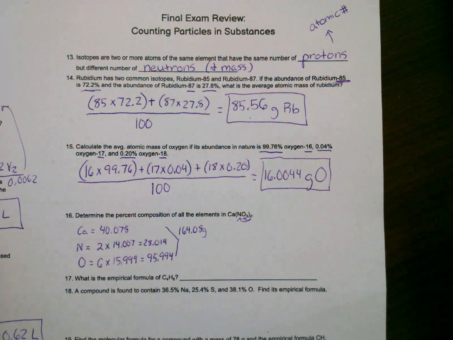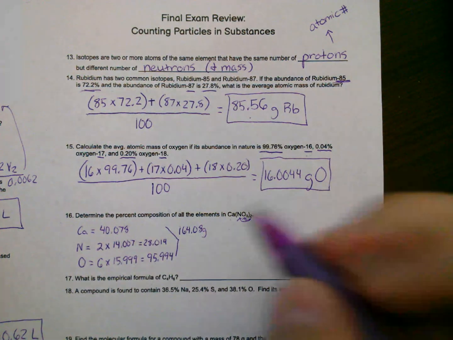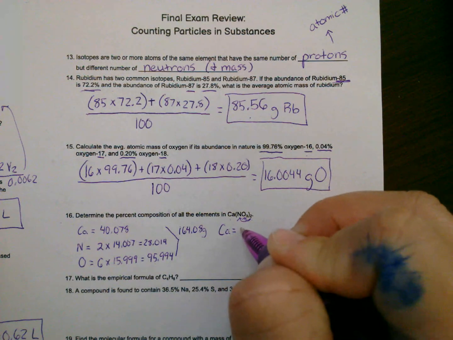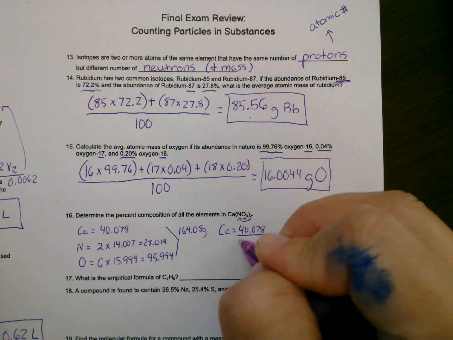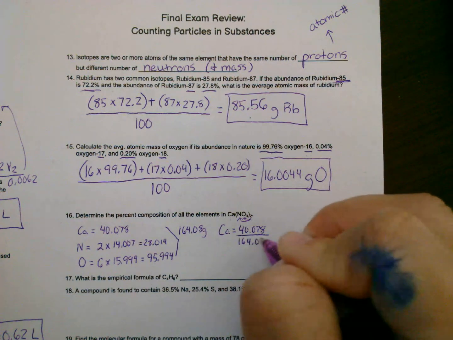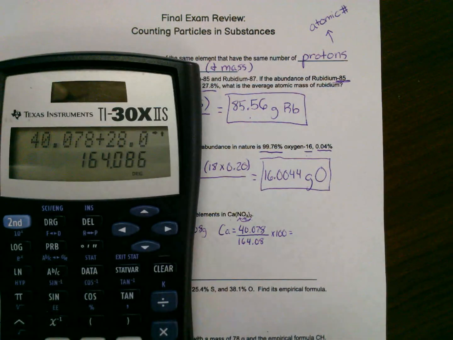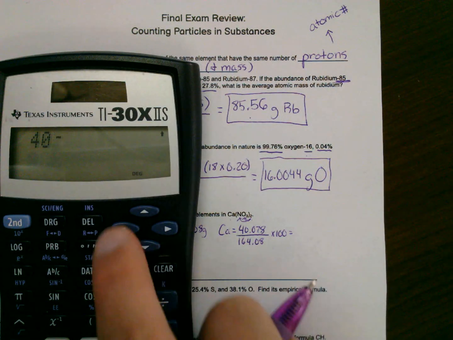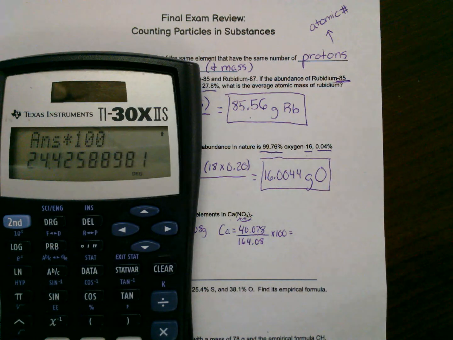Now we can do our percentages. For calcium, we're going to do the mass of calcium divided by the total times 100. So calcium will be 40.078 divided by 164.08 times 100. That's about 24.43%.